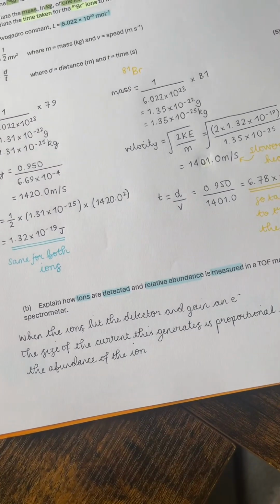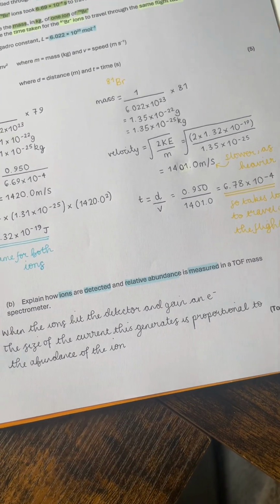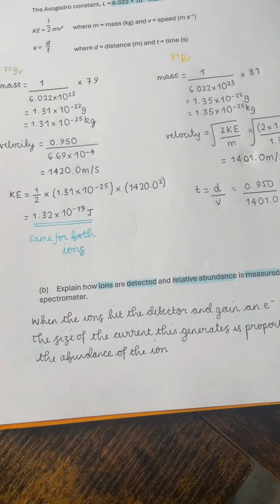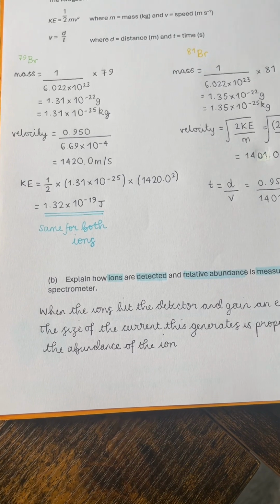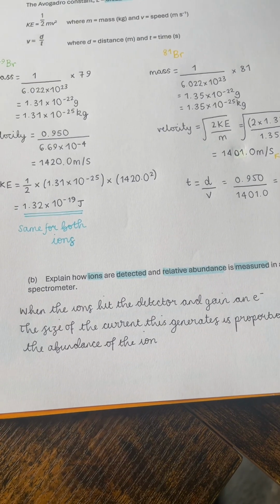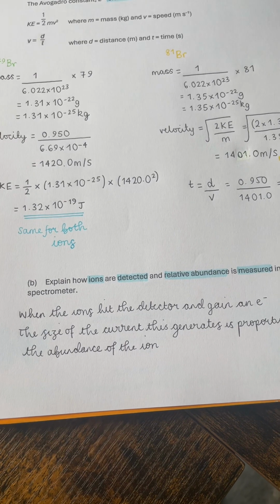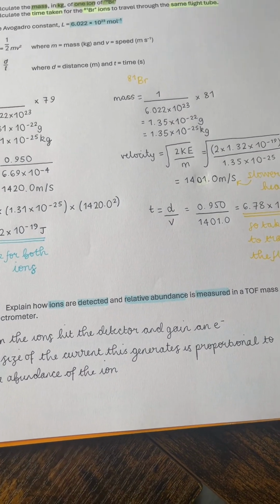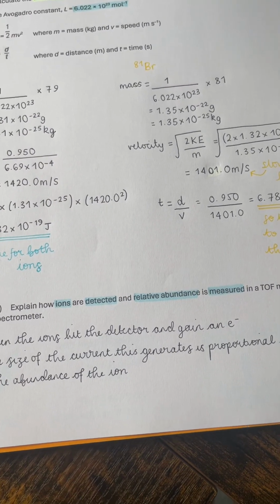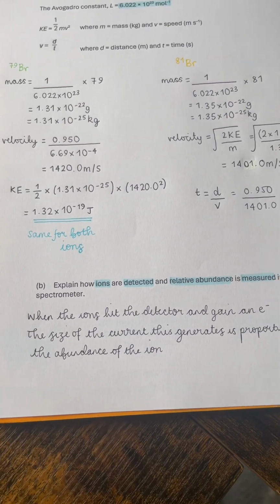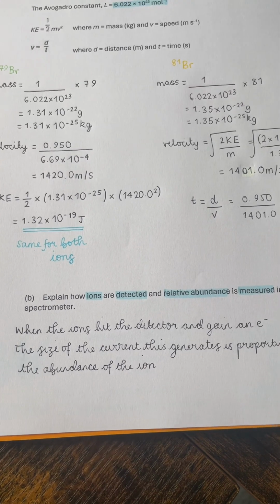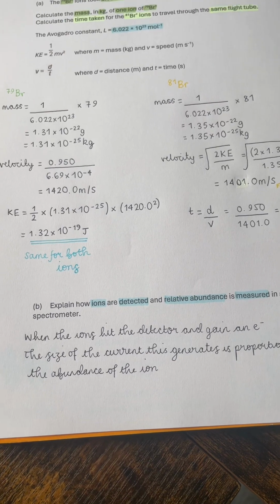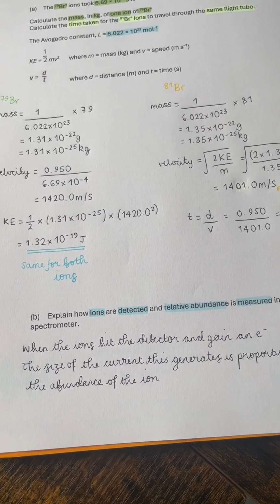And then to finish, we were given the question of explain how ions are detected and relative abundance is measured in a time of flight mass spectrometer. Other questions have asked in the past why we need to ionize the sample, and there are 2 reasons for that. One, when they're positive ions, they can be accelerated by a negatively charged plate, which gives all the ions the same kinetic energy, which is super important, as we've already discussed. The second reason is so that when the ions hit the detector, they can gain an electron. When the positive ions gain an electron, they become atoms again.